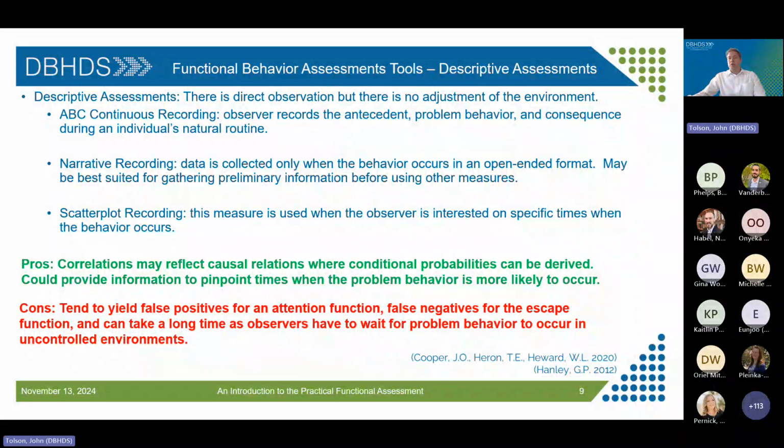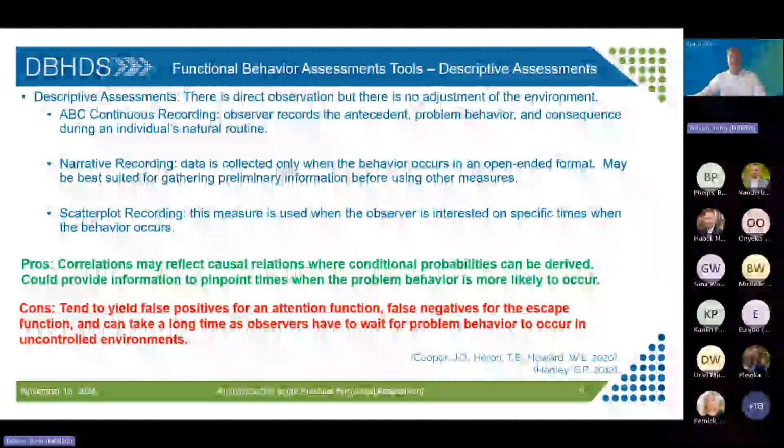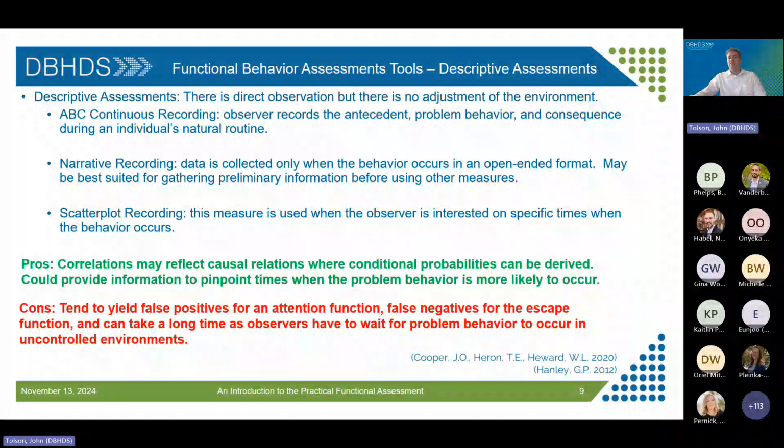Cons: descriptive assessments tend to yield false positives for an attention function, which leads to invalid results. For example, most people would tend to react to someone who is kicking them or making irritating noises when engaging in self-injurious behavior, suggesting that attention is the function of the behavior. We know that research has shown that attention makes up for only 1/4 to 1/3 of cases examined.